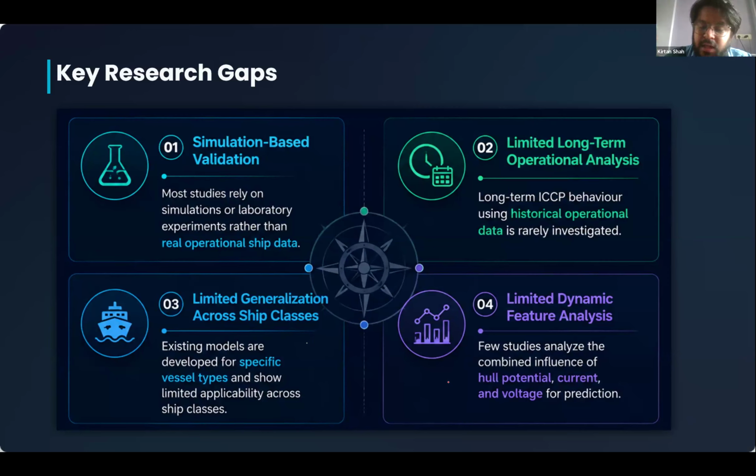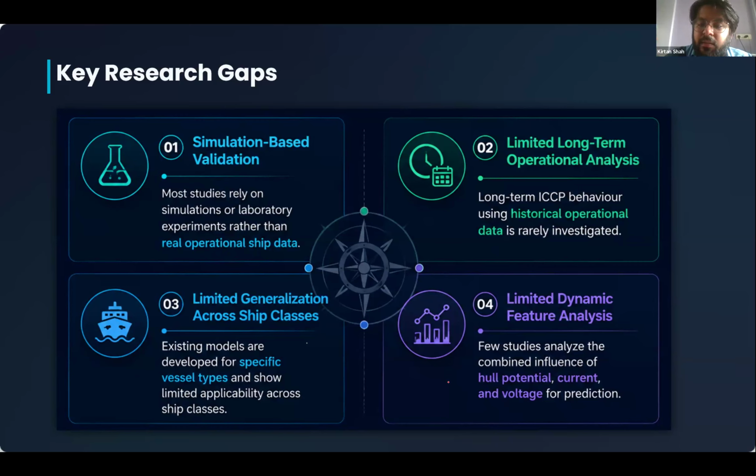As we saw, the ICCP system is located on the ship, and the anodes which pump the current are of different classes. Suppose one class of ship contains four anodes, the second class contains eight anodes. So I have not limited my ship classes to one. I have given multiple ones.